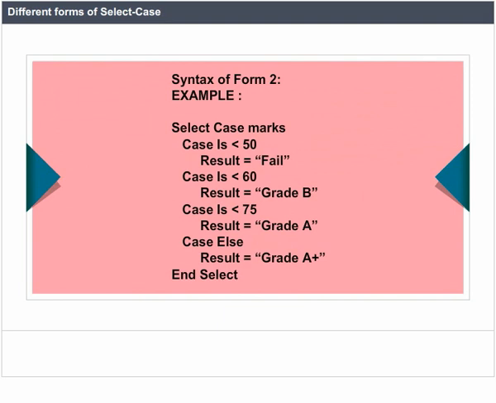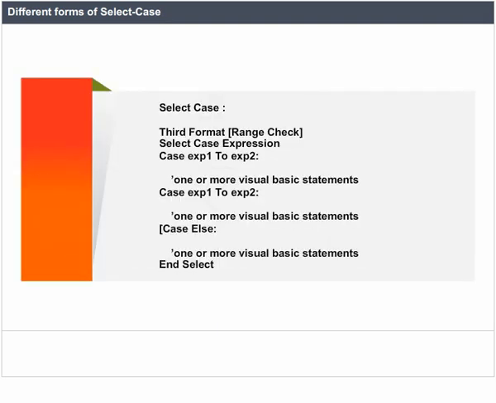Different forms of select case. Select case, third format, range check. Select case expression, case expression 1 to expression 2, one or more Visual Basic statements. Case expression 1 to expression 2, one or more Visual Basic statements. Case else, one or more Visual Basic statements. End select. Third form of select case.